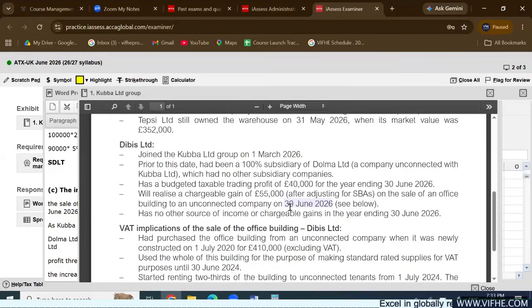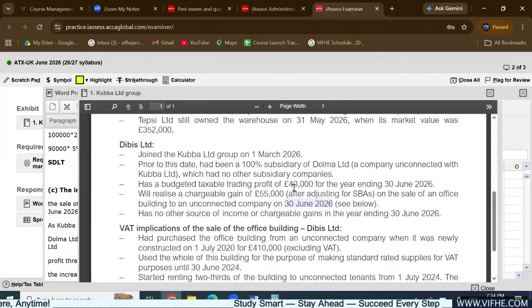Now in this year, there may be certain incidents happening with them. They might be joining some other group. They might be leaving the past group. They might be purchasing anything. They might be selling anything. And we are not going to apportion the items on the basis of the events that happen alongside the year. I need to see what the accounting period is. It's July 2025 to June 2026. And I need to figure out everything that Dibis Limited had generated, whether they were a part of Kuba Limited's group or a part of Dolma Limited group.